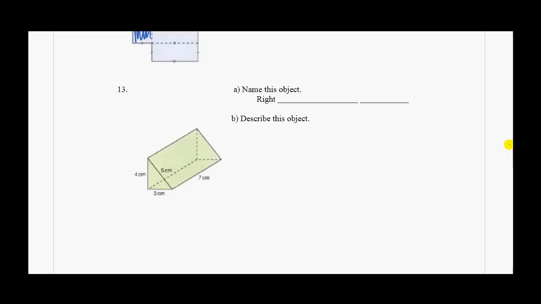Number 13, we have another object. We're asked in part A to name this object. This is a right triangular prism. Again, we have two bases. There's 1 and 2. The bases are triangles.